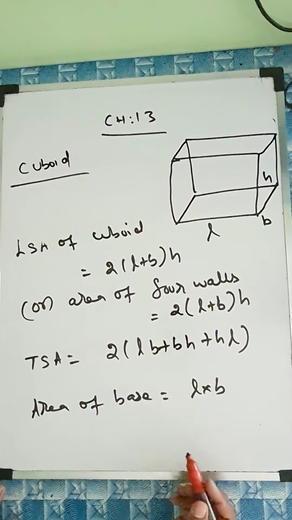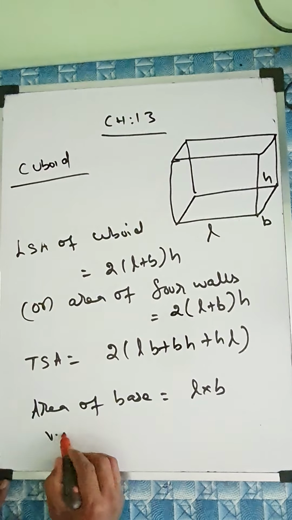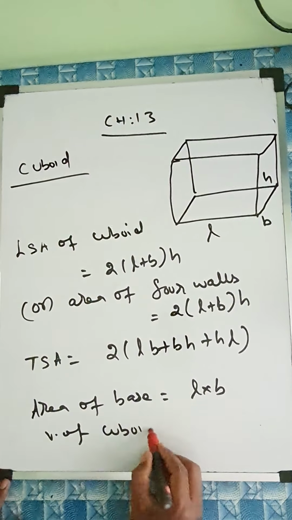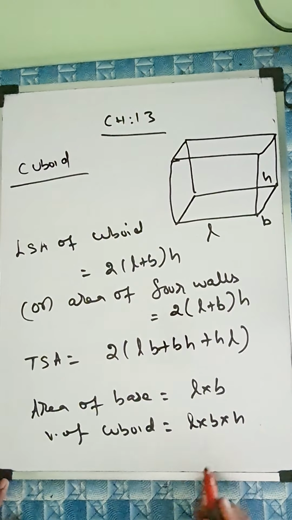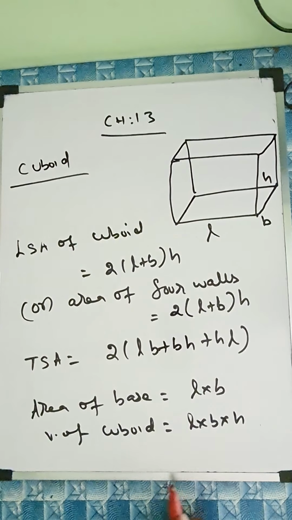Before that, I'll give you the volume of cuboid also. We don't use this formula for this exercise, but we'll use it for the next exercise. So volume of cuboid is L into B into H. You just memorize this also. Again, next one is cube.